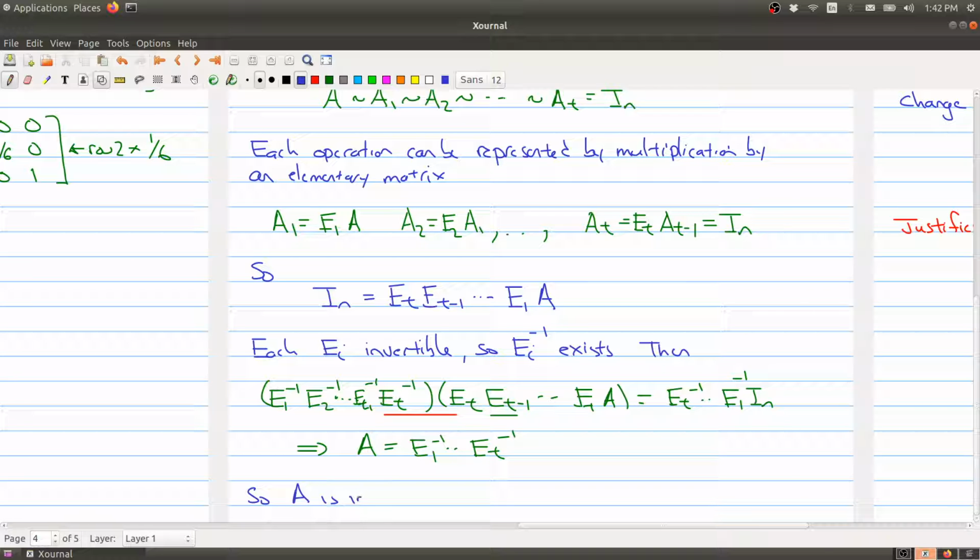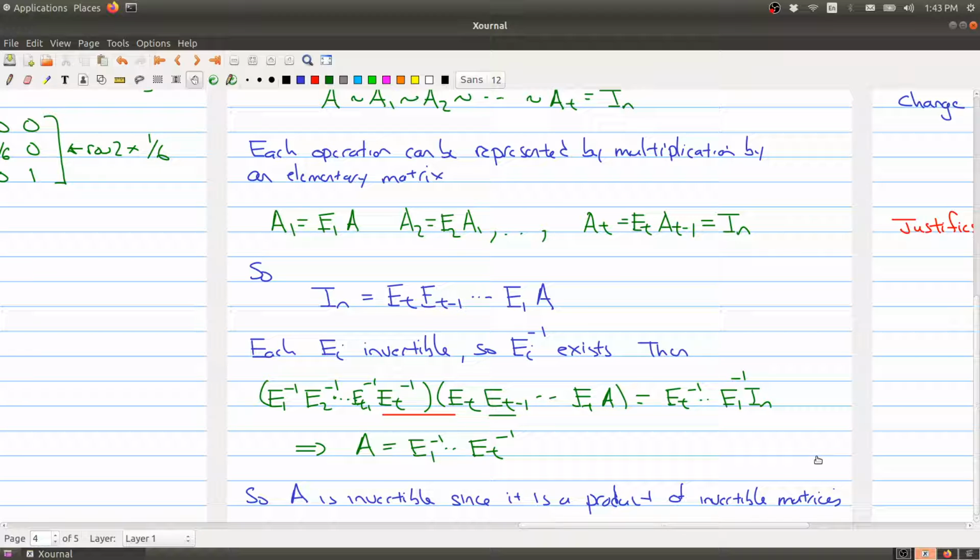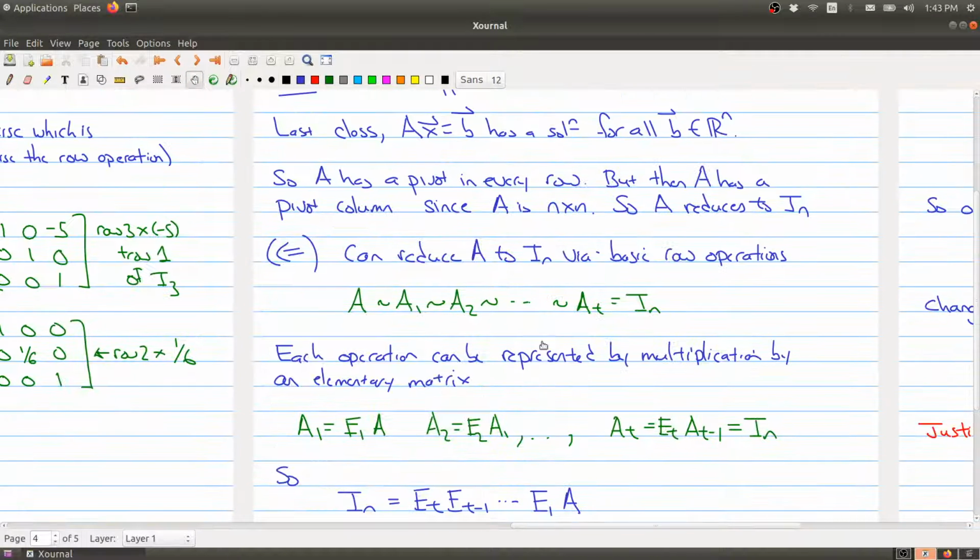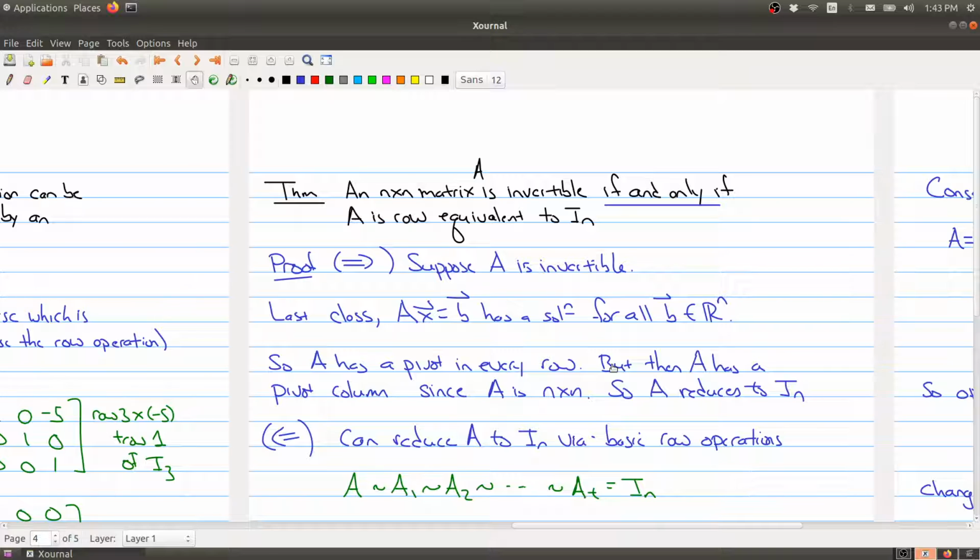So A is invertible since it is a product of invertible matrices. Oh, it's a good thing I finished the proof because I ran out of page room on my sheet here. So I'll put my little square right there. This is probably one of the more complicated proofs we've seen so far, but it's an important proof because it shows you that if you have an invertible matrix, it's row equivalent to the identity and vice versa.